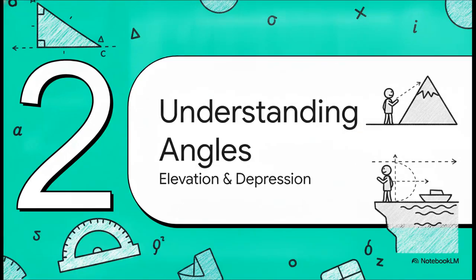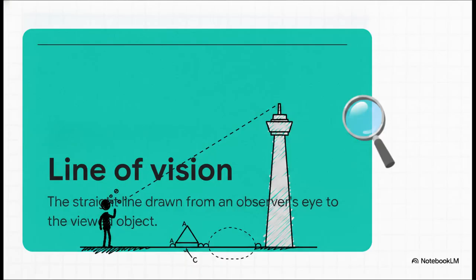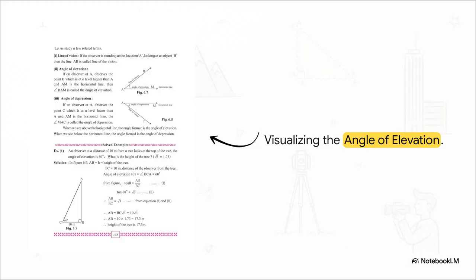Section 2. Understanding your angles. Before we start calculating those distances, we need to build our core vocabulary. The absolute first term we must understand is the line of vision. Imagine you are standing at point A, looking directly at a specific object at point B. That imaginary straight line drawn directly from your eye to that object, that is exactly what we call your line of vision. Now, what's really interesting is how this line of vision interacts with the horizontal plane.